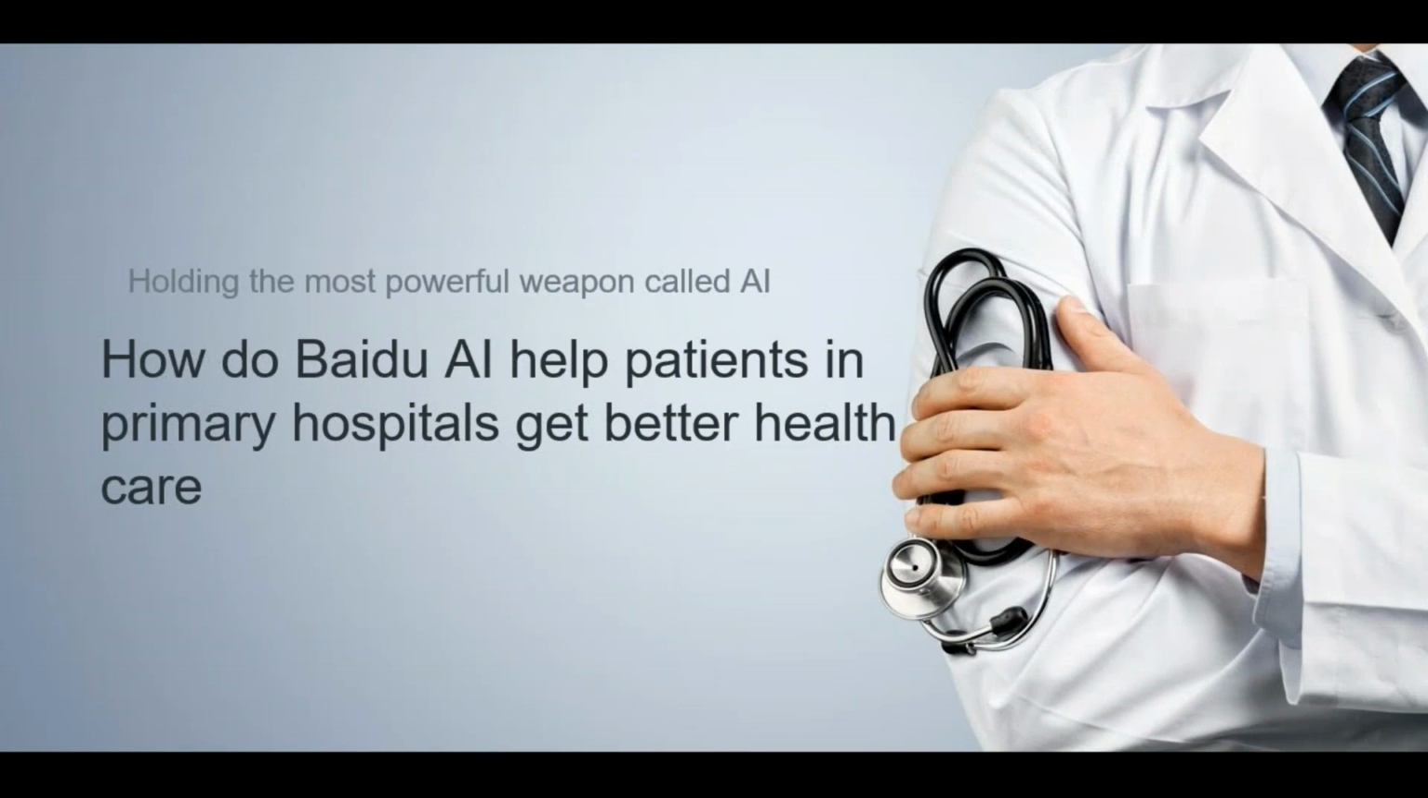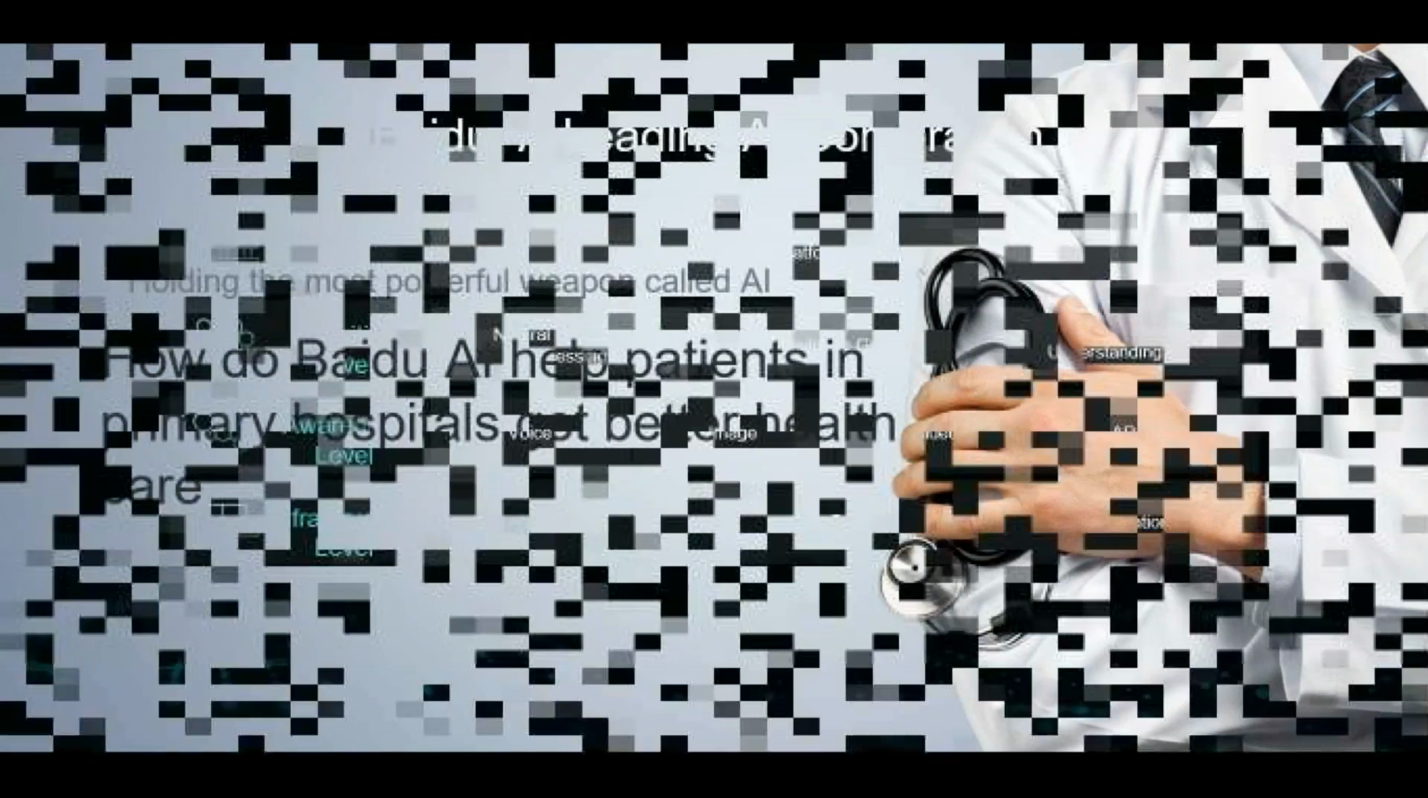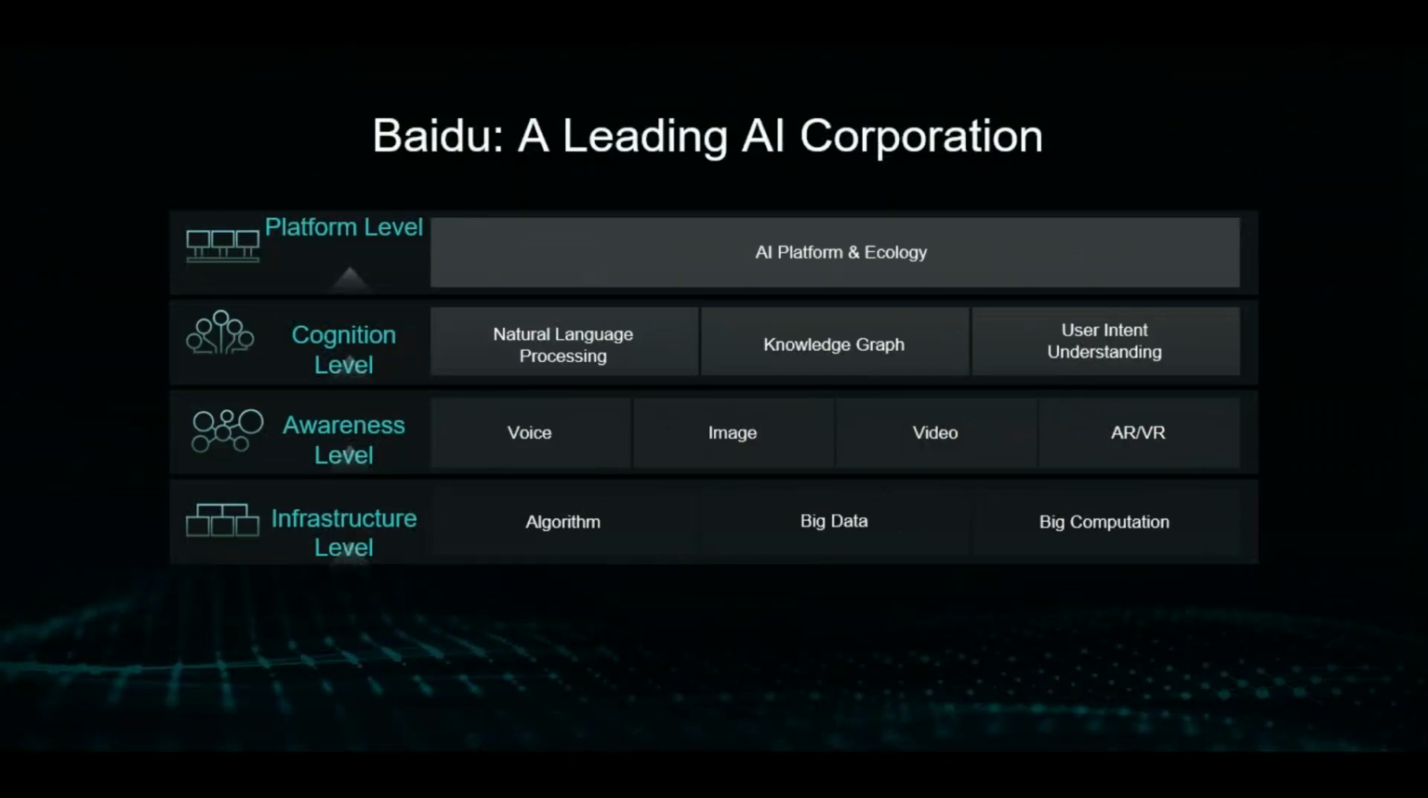Baidu is known as an internet company, but from last year, we call ourselves an AI company. So we are holding a very powerful weapon called AI. We plan to use AI to help the government and the patients change the medical situation in China. This is the basic structure of Baidu's AI.